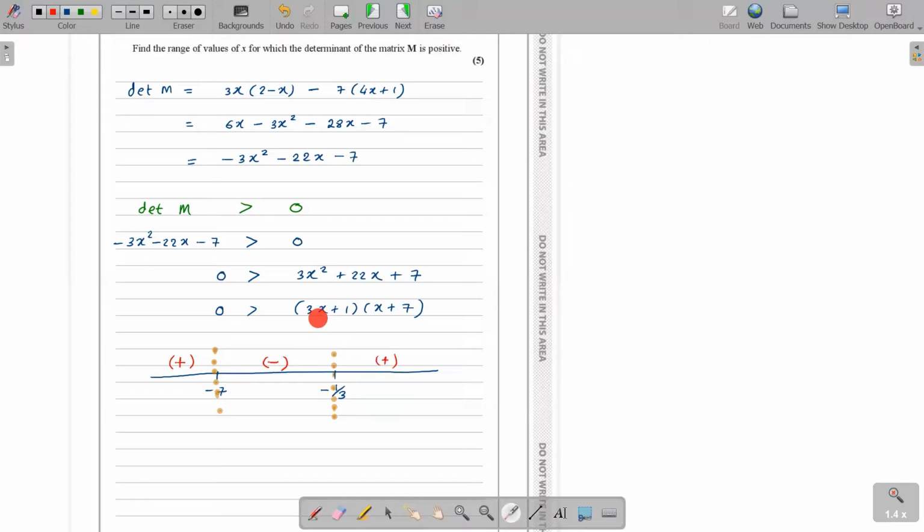So what do I need? I need the range where this inequality is less than 0, so the negative region. So this is the negative region, in between minus 7 and minus 1 over 3. If you are used to drawing the graph and doing it, do it in that manner.